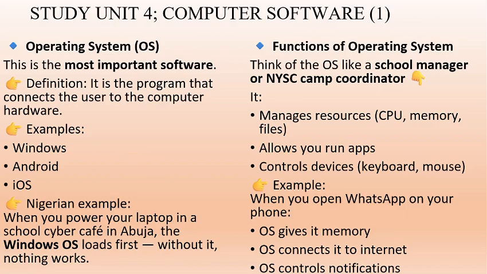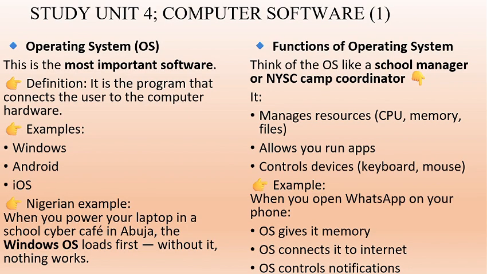Then the third one, it controls devices. An operating system helps to control devices like the keyboard and the mouse. It is the work of an operating system to control all this hardware, because it helps to connect users with the computer hardware. So the functions are: manage resources, allow you to run apps, and control devices.